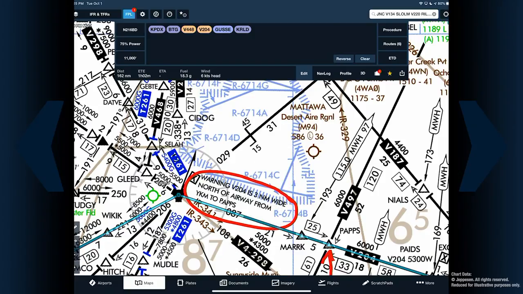It's the fact that restricted area 6714 Charlie or 6714 Bravo, those are approaching on the airway. So essentially, as opposed to being 4 nautical miles wide, it's only 3 nautical miles wide on that segment. What does that mean for a pilot? It means that you should be keeping the needle centered, which we should be doing all of the time. But you definitely would not want to be off course going on that airway.